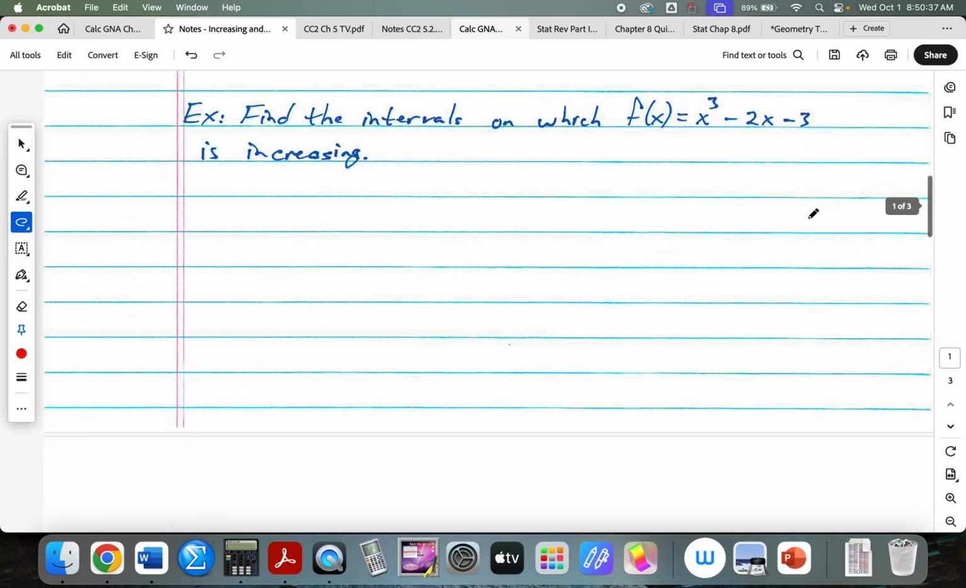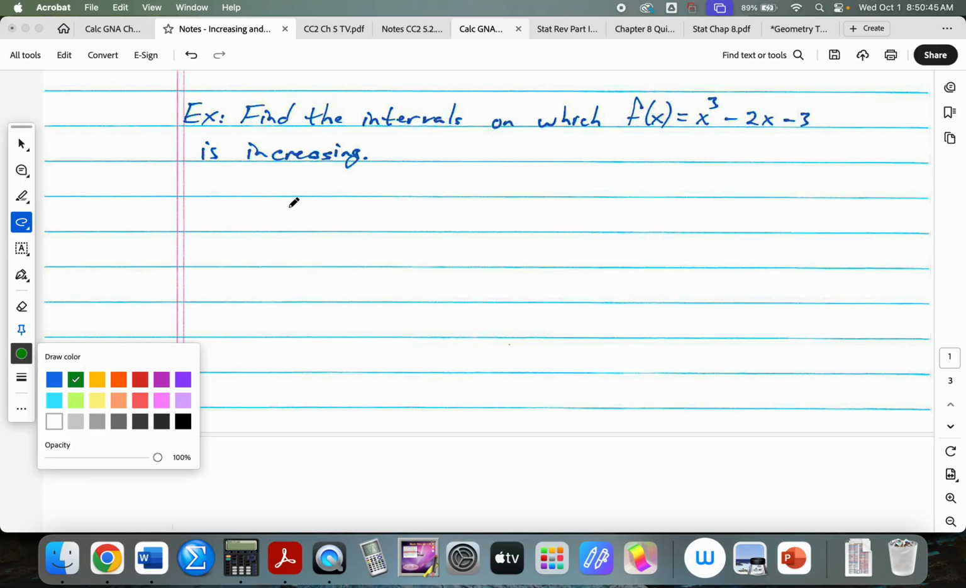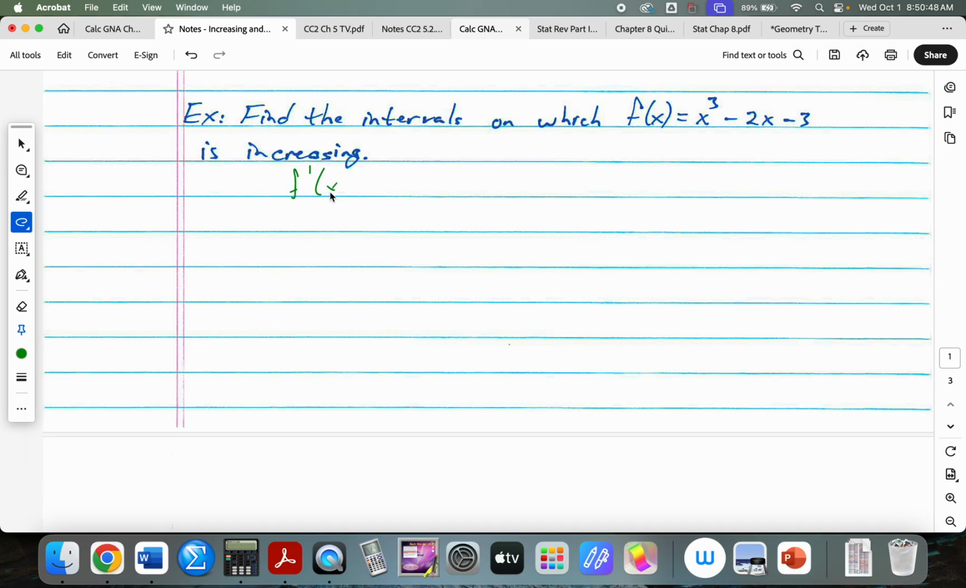So, for example, let's find the intervals on which this cubic function is increasing. We'll start by taking the derivative. That's 3x squared minus 2. And we'll set that equal to 0 to start with. So that's going to be 3x squared is equal to 2. So x squared is equal to 2/3. So x is equal to plus or minus the square root of 2/3.